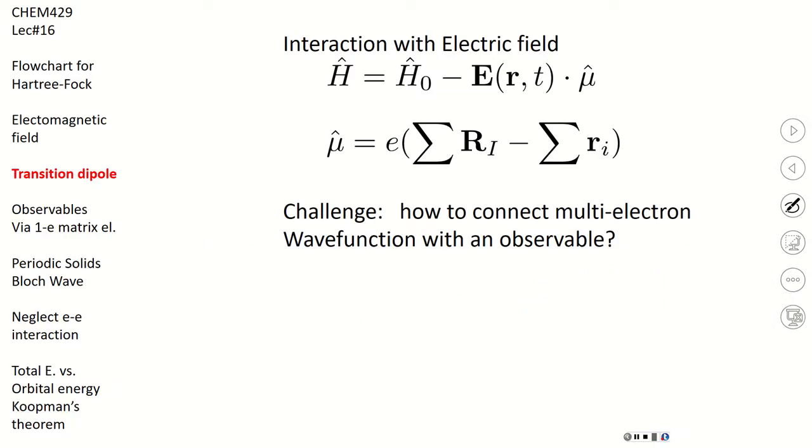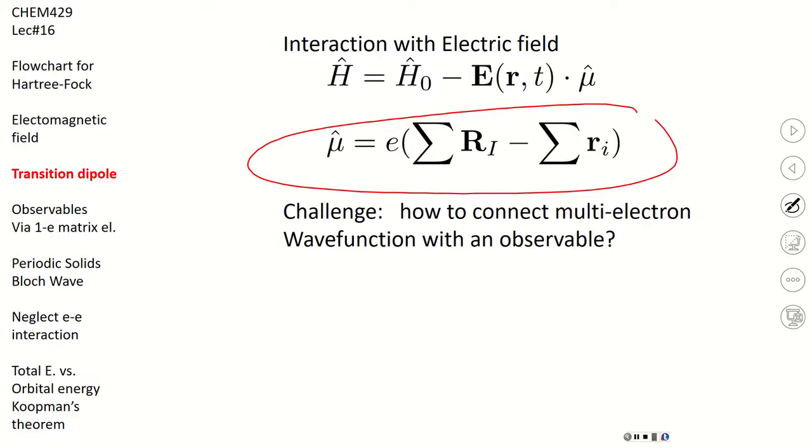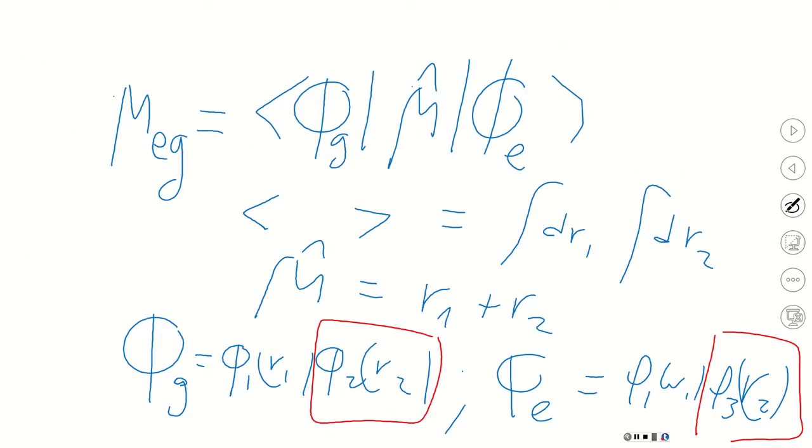Okay. This is our operator. So, matrix element of dipole operator between ground G and excited E.